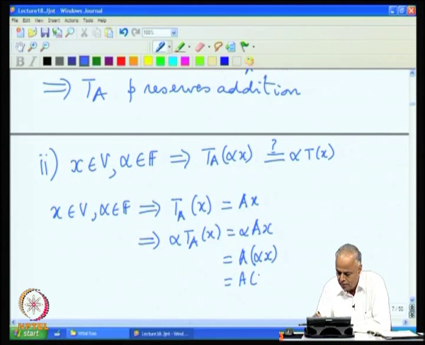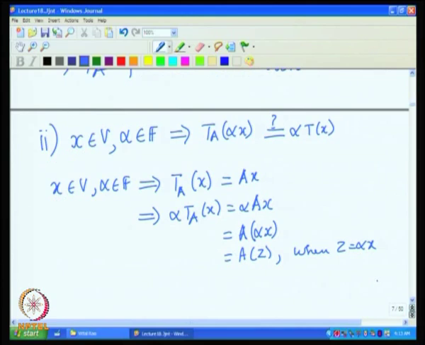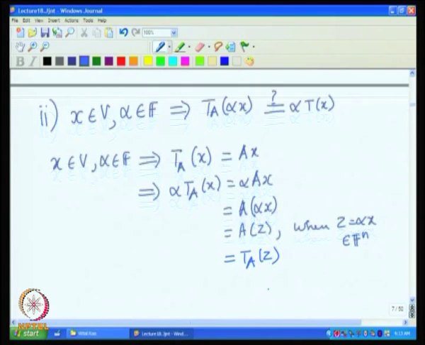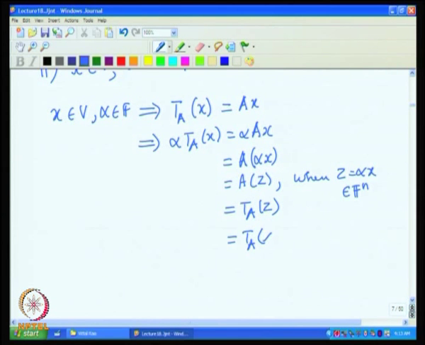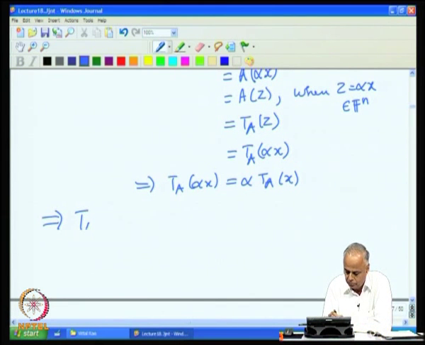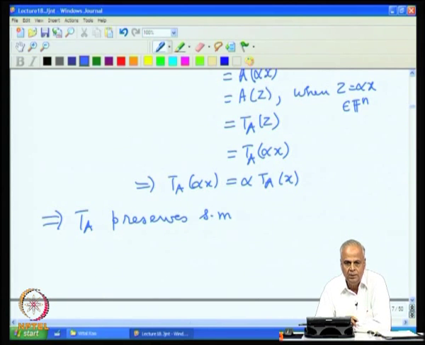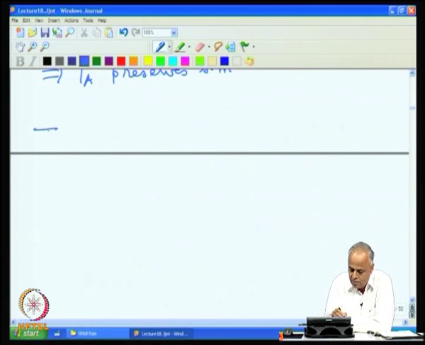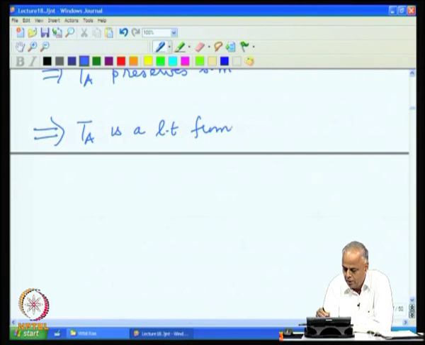If we now call this A of z, where z is alpha x, now x is in Fn, therefore, alpha times x is in Fn. So, the z vector is in Fn. Now, the moment you take a vector in Fn, Az means we are taking TA of z. Now, z is alpha x. So, that is equal to TA of alpha x. Thus we see that TA of alpha x is equal to alpha times TA of x, and hence TA preserves scalar multiplication. So, we have seen that TA preserves addition, we have seen that TA preserves scalar multiplication, hence these two together imply TA is a linear transformation from Fn to Fm.